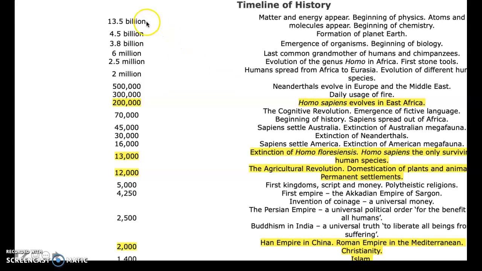So in today's class, in the next 14 minutes, we're gonna try to cover from about 6 million years ago to about 13,000 years ago. We're gonna stop at the age of agriculture, the agricultural revolution, and we're gonna start with the age of agriculture next class, chapter 3.